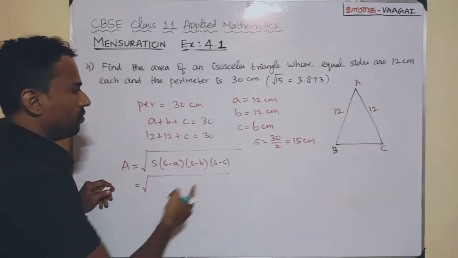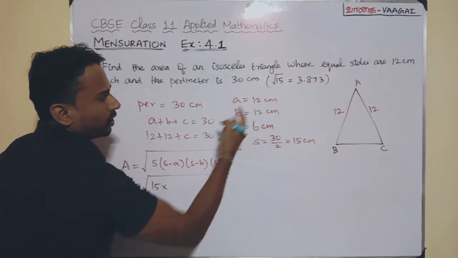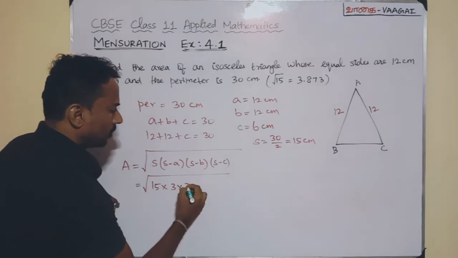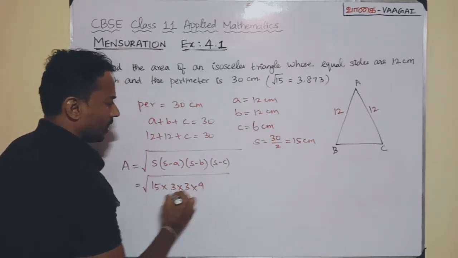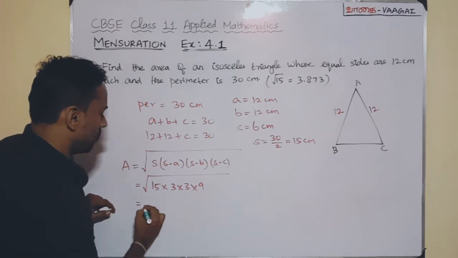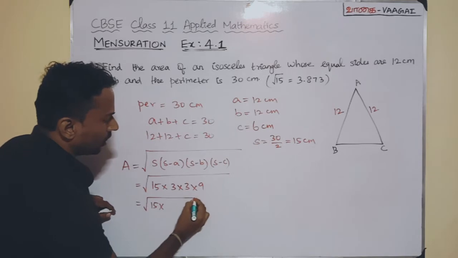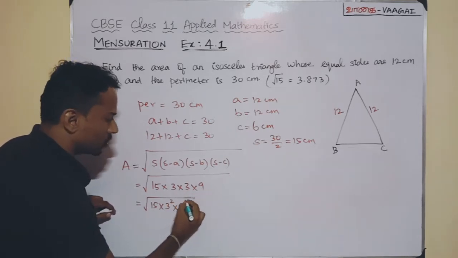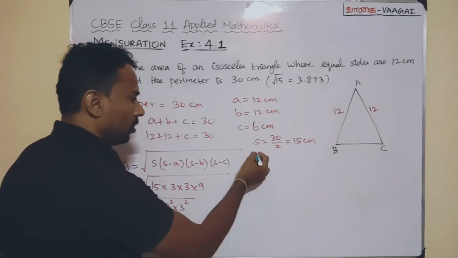Now do it carefully. First we will have S. So 15 into, next S minus A, 15 minus 12, which will be 3, into S minus B, that is again 15 minus 12, 3, into S minus C, which means 15 minus 6, that will be 9. Okay, yes. Now this will be equal to square root of, now see here carefully, 15 into, here I have 3 into 3, this is 3 square, and again I have 9, this is again a 3 square. So now if I remove it out of the square root, I will be getting what? So let me continue it here.